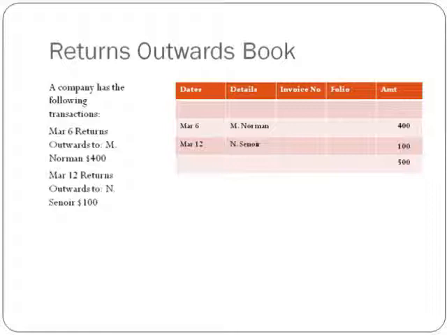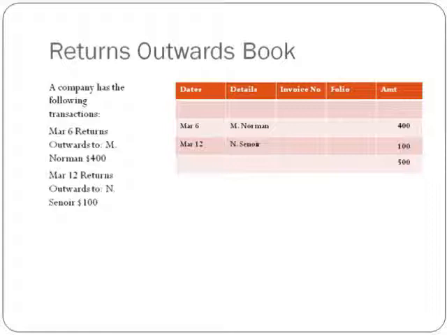However, you would enter March 6 in the date column, then you would enter M. Norman in the details column, you would enter $400 in the amounts column. March 12, you do the same for N. Senior with $100, total will be $500.